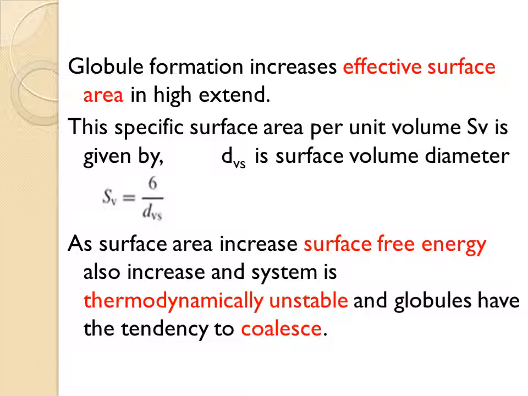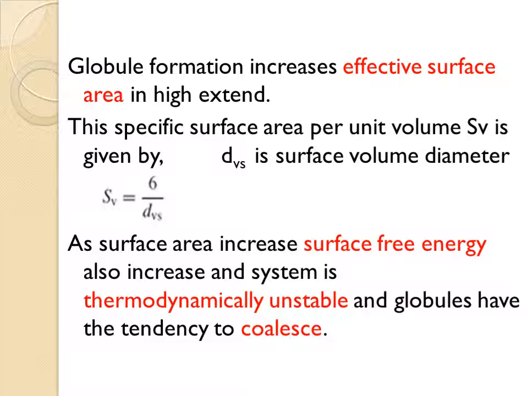They increase the effective surface area to a high extent. When the globules break from the continuous phase into small size globules, the surface area is going to be increased, and this surface area is measured using a certain term called specific surface area per unit volume, shortly termed as SV. This term determines the specific surface area of the dispersed phase per unit volume of dispersed phase.